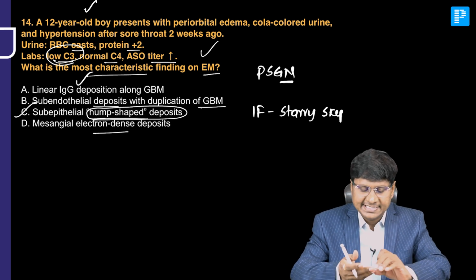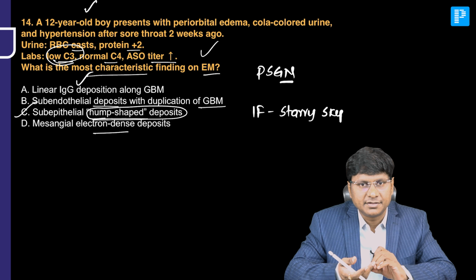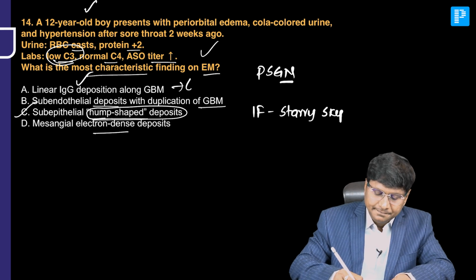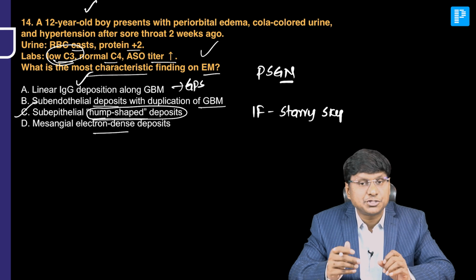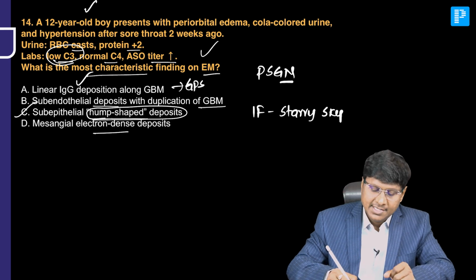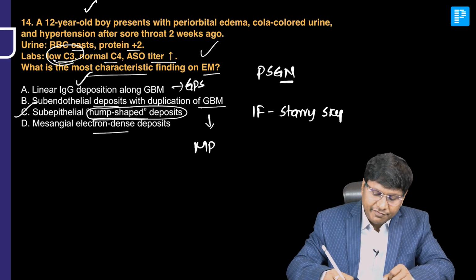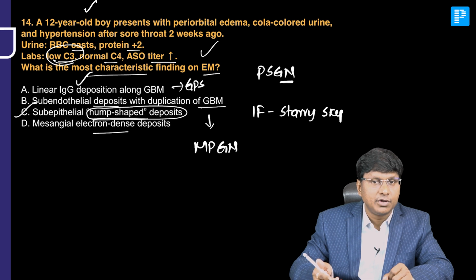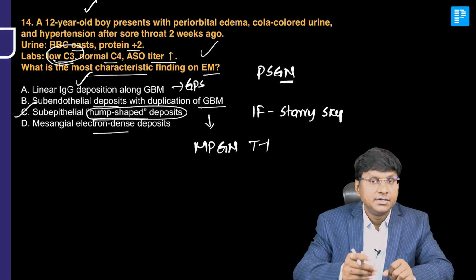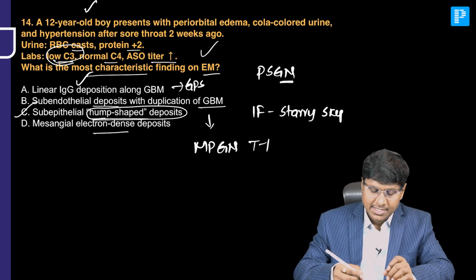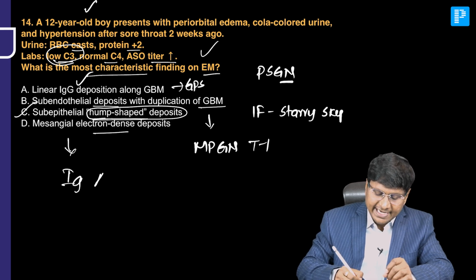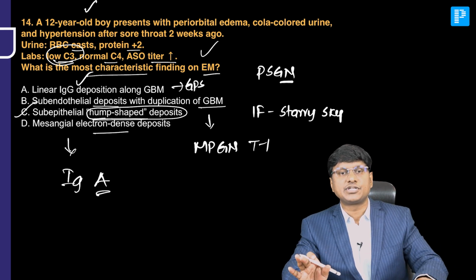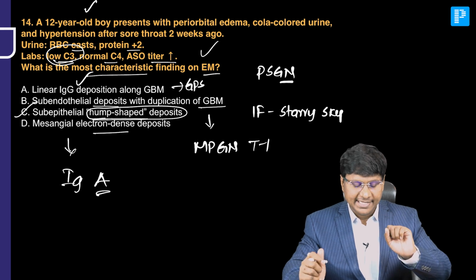Then linear IgG deposition along glomerular basement membrane is present in Goodpasture syndrome. Subepithelial deposits with duplication of the glomerular basement membrane are observed in membranoproliferative glomerulonephritis type 1. This will give you a tram track appearance. Then mesangial electron-dense deposits are observed in IgA nephropathy, but not in post-streptococcal glomerulonephritis. So the answer here is C.